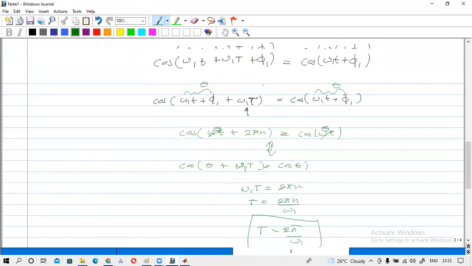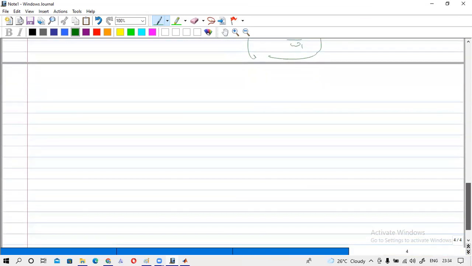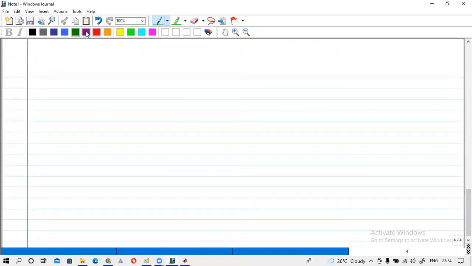Now we will see how to determine whether a composite signal is a periodic signal, and how to find its fundamental period. For that purpose I will take one example and explain the procedure.